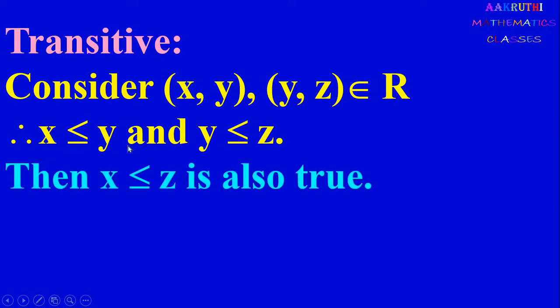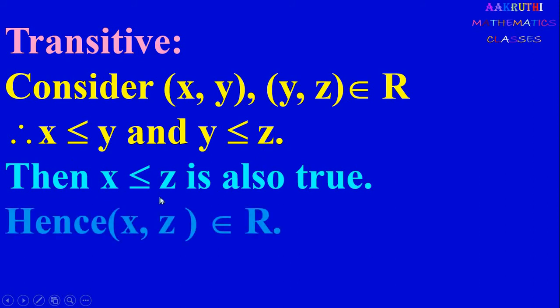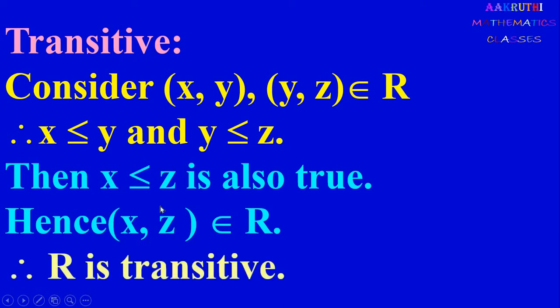If x is less than or equal to y and y is less than or equal to z, then x is also less than or equal to z. So therefore (x, z) belongs to R. So therefore R is transitive. So here this relation is transitive.